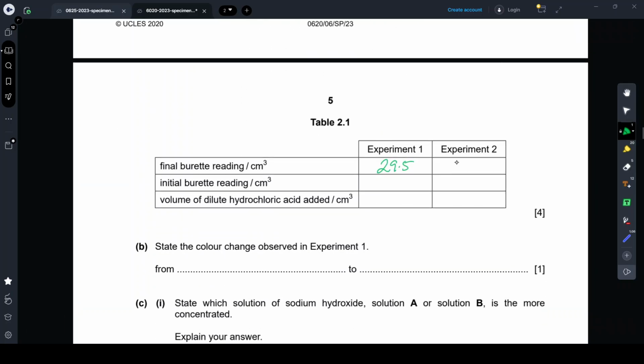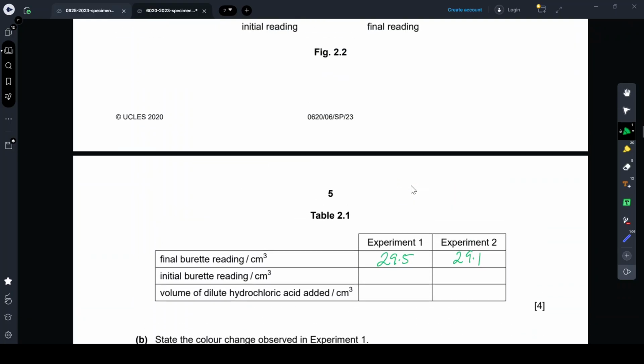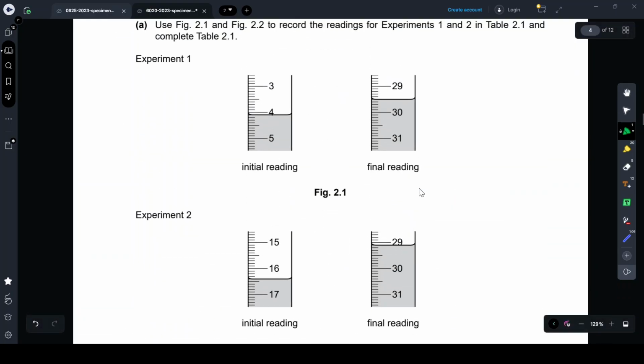Apparently Sobia wants a turn. So Sobia, you can tell me the initial readings. No, I don't want a turn. I'm confused. Okay, what are you confused about? For experiment 1, I cannot tell if the initial reading and final reading is increasing or decreasing.